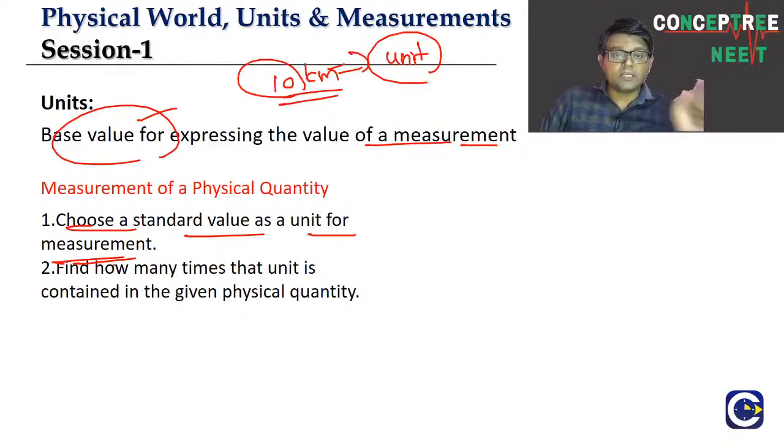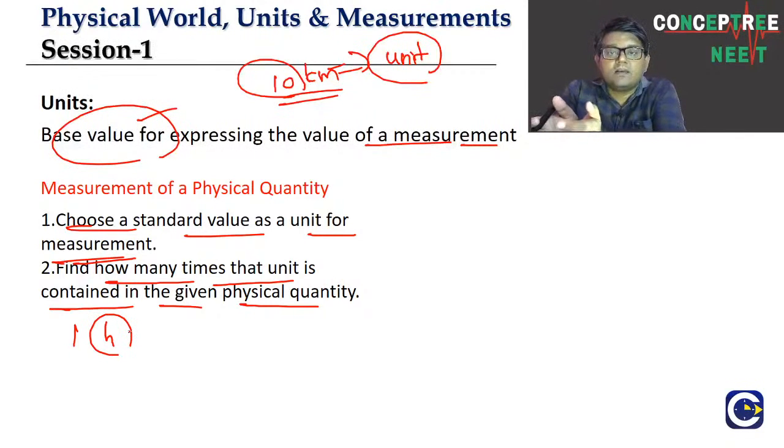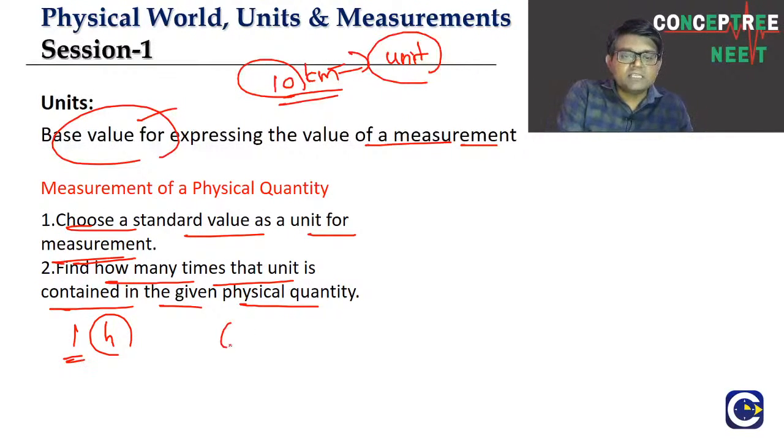So the first thing is, if we want to take the measurement of a physical quantity, we need to decide what the unit is. After that, the second step will be: how many times the unit is contained in the given physical quantity. Like we are saying how much time our class is going. If we say 1 hour, we have a unit called hour, and how many times is it coming? One time. If we say 60 minutes, how many times is this minute coming? 60 times. That is the total value of our measurement.